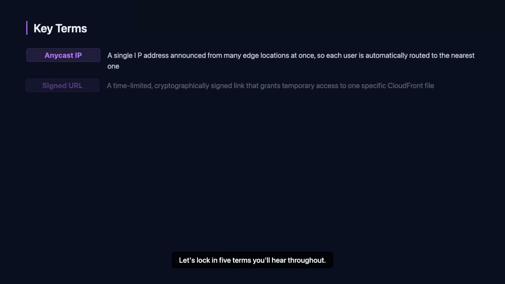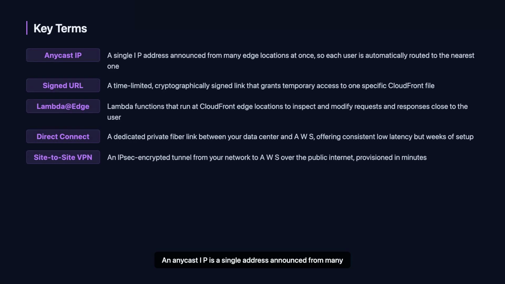Let's lock in 5 terms you'll hear throughout. An anycast IP is a single address announced from many edge locations at once, so each user automatically reaches the nearest one. A signed URL is a time-limited signed link that grants temporary access to one specific CloudFront file. Lambda@Edge runs Lambda functions right at the edge locations, inspecting and modifying requests close to the user.